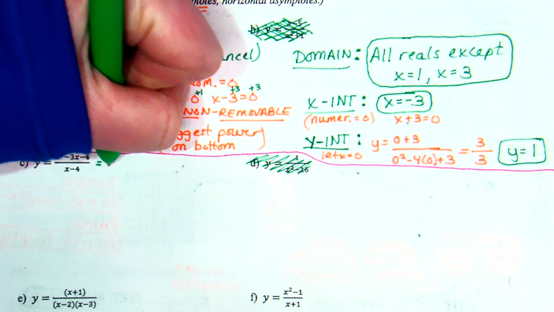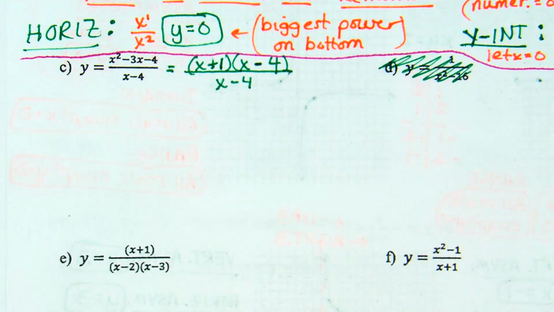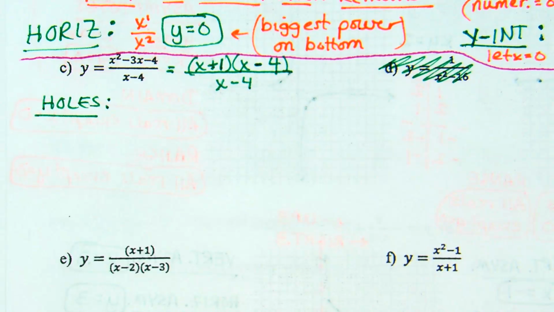Okay, holes occur if the function on top and bottom can factor and reduce. The hole is the answer to the canceled piece. Do I have any identical factors this time? Yeah, I told you I'd show you a hole, right? Okay, here we go. X minus 4 is in common, so it can cancel out, which means there's a hole at x minus 4. Now, if you set x minus 4 equal to 0, what does that give you?